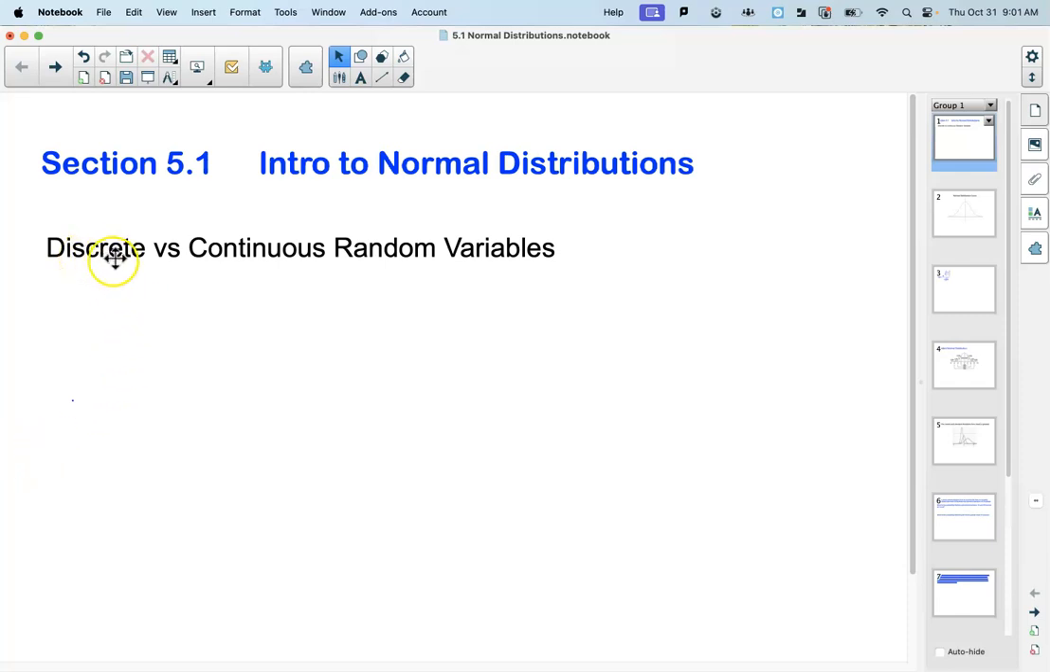But I want you to think back to something that we talked about at the beginning of chapter 4, and that's the difference between a discrete random variable and a continuous random variable. Remember, discrete random variables can take on just a certain number of possible values. They're countable. Okay? So we might say, if I roll a die, what are my possible outcomes? Well, they're just 1, 2, 3, 4, 5, and 6. And we can make a probability distribution for that.